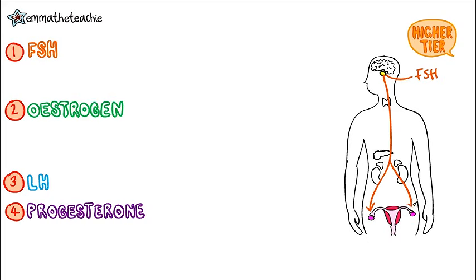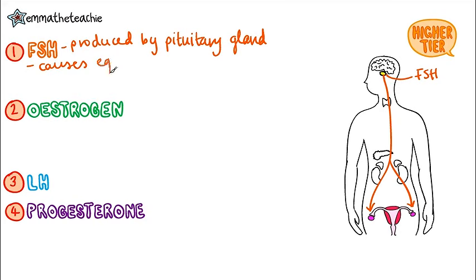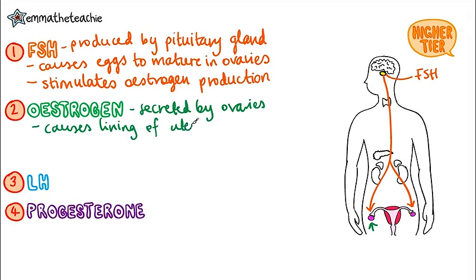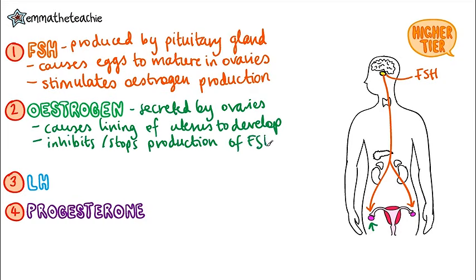FSH, or follicle stimulating hormone, comes from the pituitary gland and travels down to the ovaries. It causes eggs to mature. It also stimulates estrogen production. Estrogen is secreted by the ovaries. It causes the lining of the uterus to develop, ready for a fertilized egg. It inhibits or stops the production of FSH, so eggs do not continue to mature. It also stimulates the release of LH.